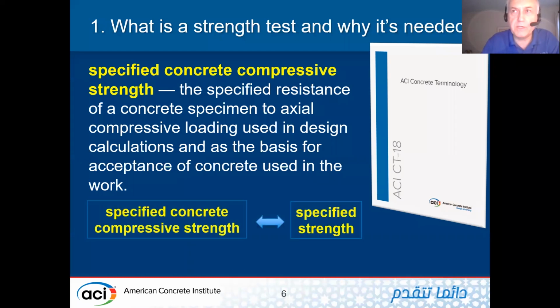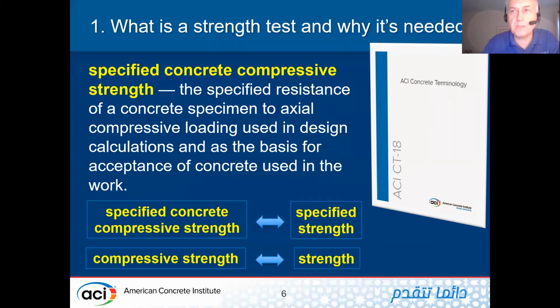Throughout this presentation, I will use the term specified concrete compressive strength on equal footing with specified strength. So when I say specified strength, this is what I mean: specified concrete compressive strength. And by the same token, when I say strength, I mean compressive strength. Obviously, there are different strengths: tensile strength, shear strength, bond strength, you name it. But every time I mention strength, I mean compressive strength, at least for the purpose of this presentation.